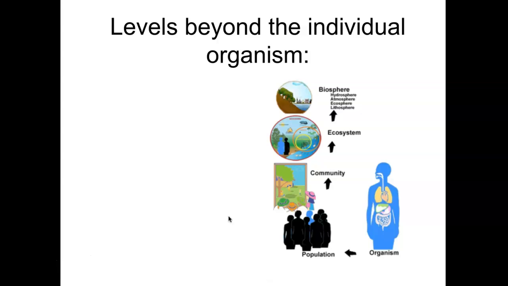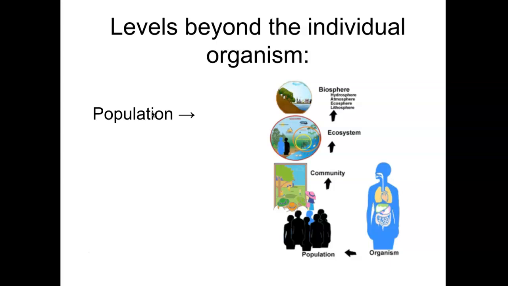There are more levels beyond the individual organism, right? It doesn't stop just there. A group of organisms that all belong to the same species and live together in the same area is called a population. So it has to be the same species, and they have to live in the same general area. If they live in different areas, they may still be considered the same species, but they're not members of the same population. So a good example of this would be something like there's lions that live in northern Africa, and there's lions that live in southern Africa, and they are the same species, but they don't live together.